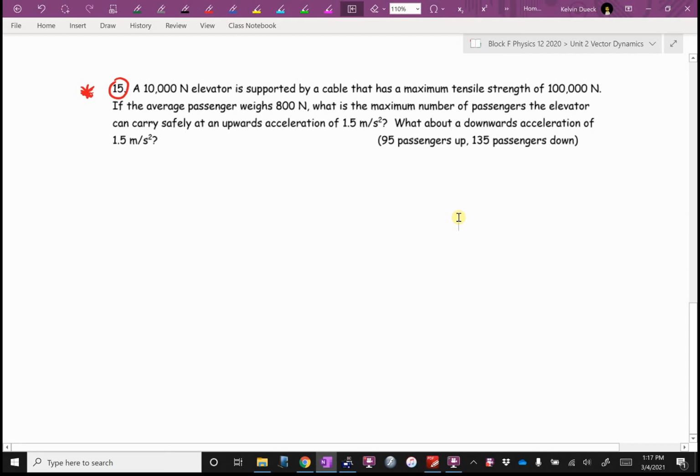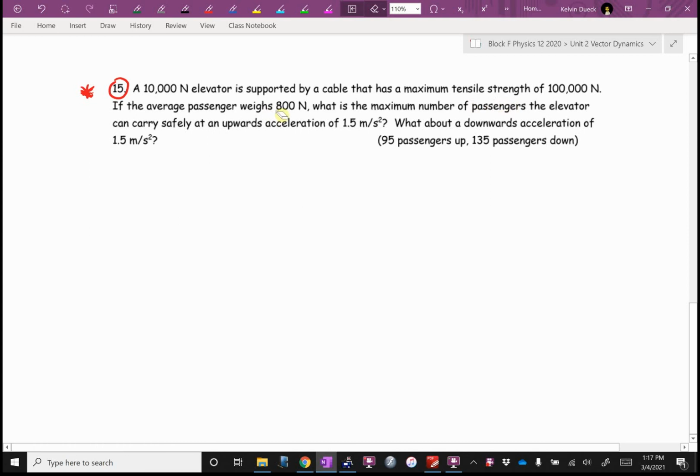So here's another question from the homework. This is from lesson 3, friction number 15. This question is tough. It says a 10,000 Newton elevator. Oh, they gave me the mg, the weight of the elevator, not the mass, is supported by a cable that has a maximum tensile strength, tension, of 100,000 newtons.